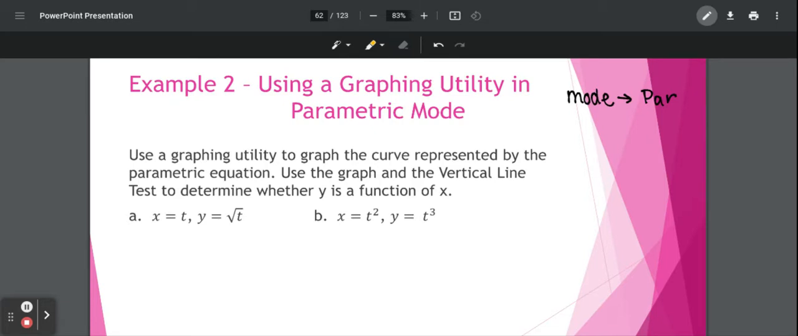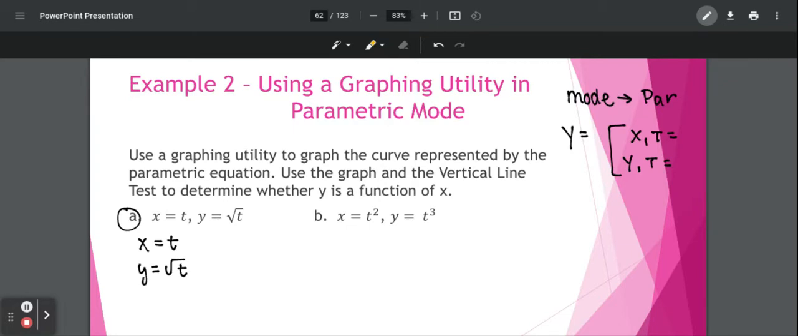And then if you go into your y equals, you'll notice that in your calculator, you'll have an x sub 1 of t equals, and then you'll have a y sub 1 of t equals. So that's like your parametric equation, your x equals and y equals. So when we look at part A here, if we were writing this, we would say, okay, x is t and y is the square root of t.